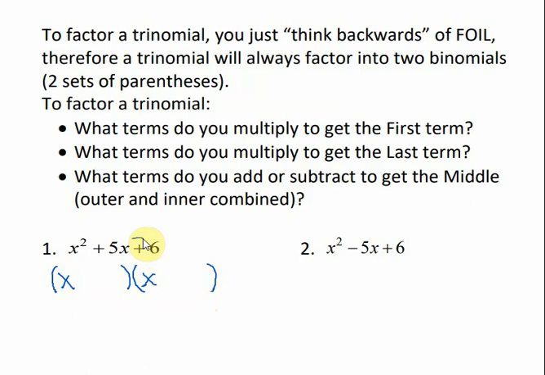Well, I'm going to look at this second sign first. If that sign is plus, then that means that my signs in my binomials are going to be the same. If my sign is minus, then they're going to be different. Okay, so since this is plus, I know these are both going to be the same. Now, I'll look at my first sign in my trinomial to tell me what they are. Okay, so they're both pluses.